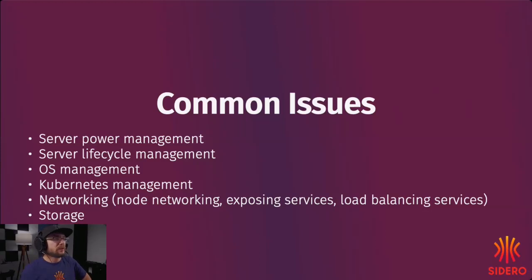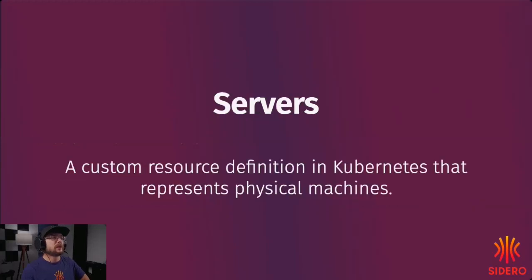Common things also we see are in the networking space. So node networking, how do I configure my node to be reachable from the outside world? Exposing services from Kubernetes to the outside world. Load balancing services, how do we do this? And then finally, storage. This is a common need when you're running stateful applications, obviously. And so let's just start off with talking about a few definitions before we dive into things.